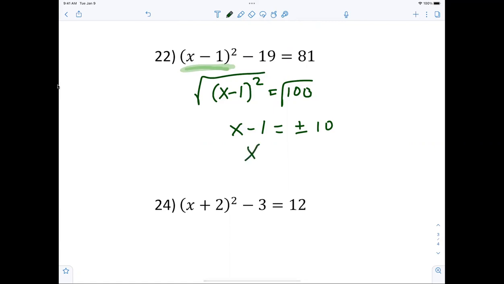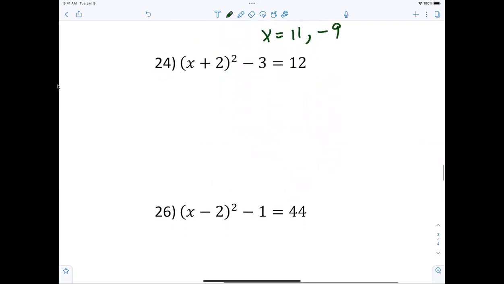Everybody's good with that? And now x, add 1 to both sides, is 1 plus or minus 10. Now we're not going to leave it like that because what's 1 plus 10? And what's 1 minus 10? 1 minus 10, negative 9. So those were my two solutions. Everybody okay with that? Not here yesterday, especially.